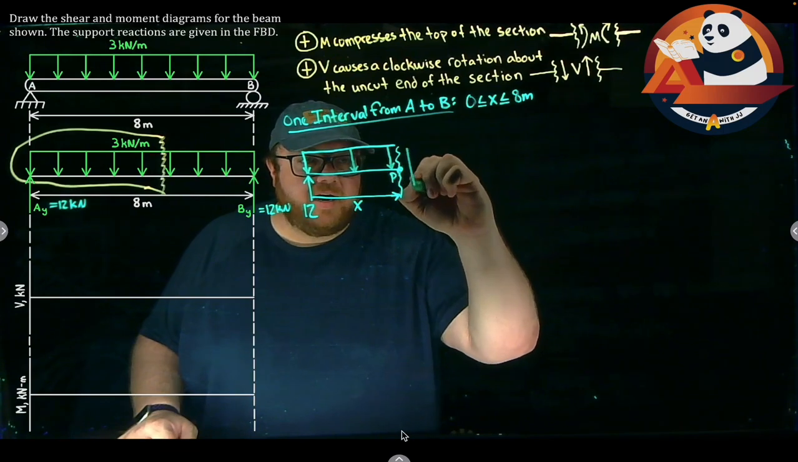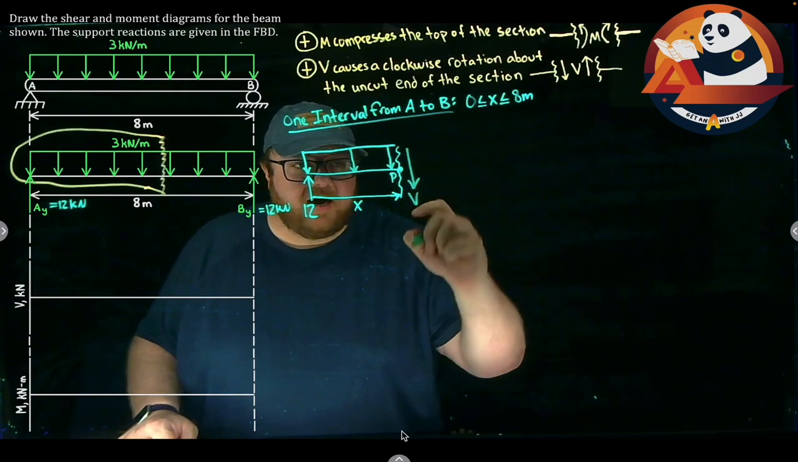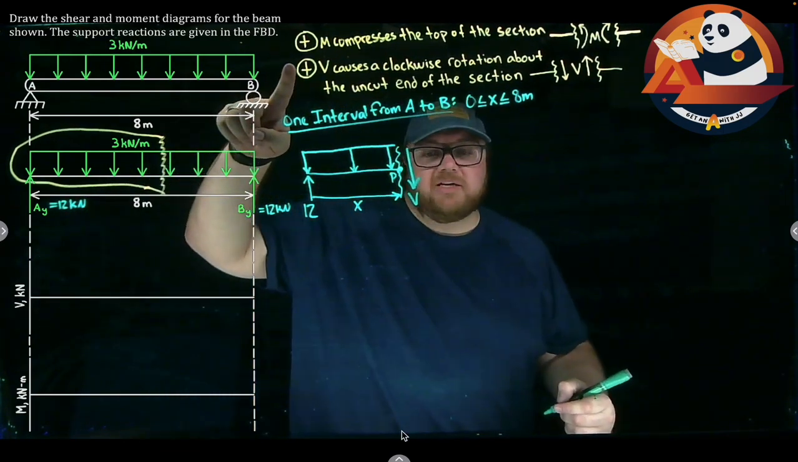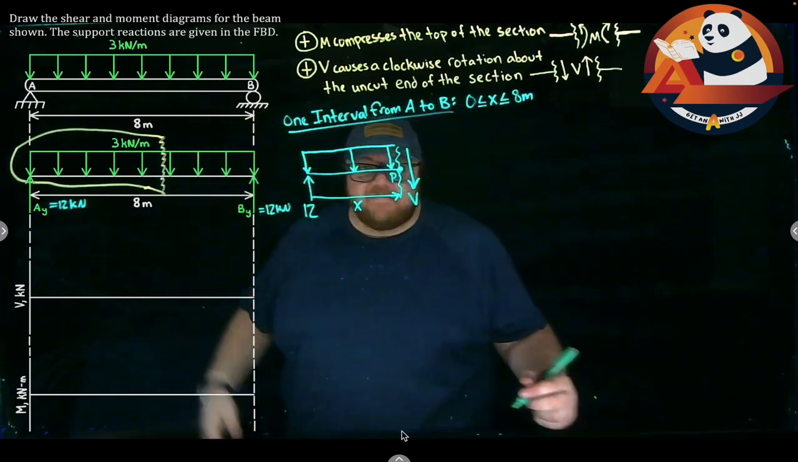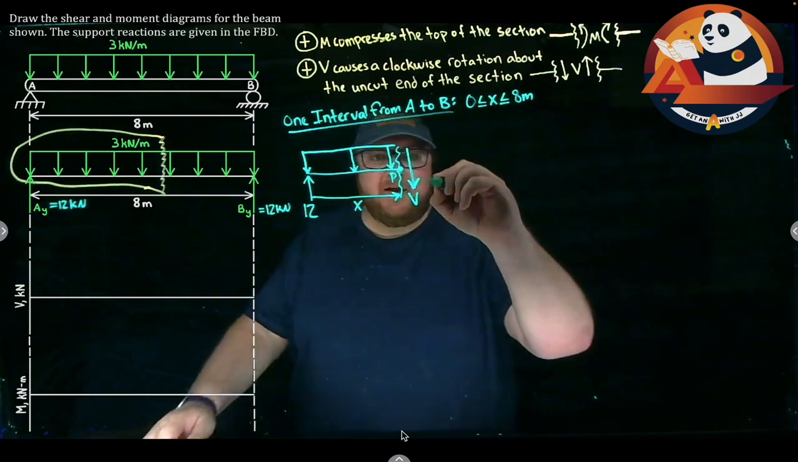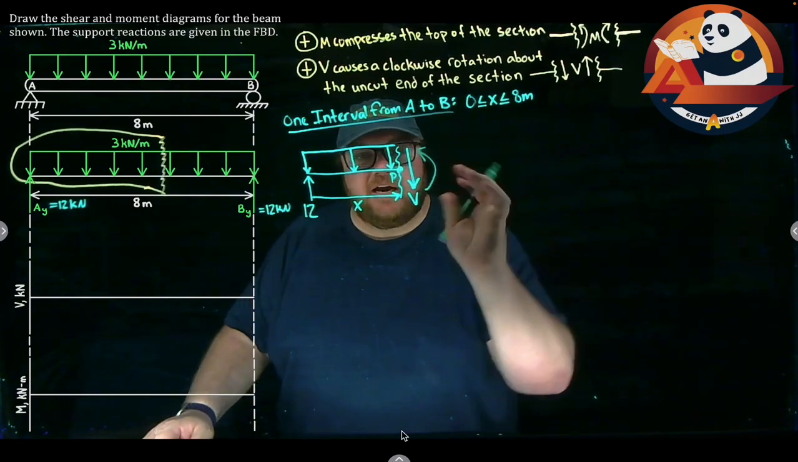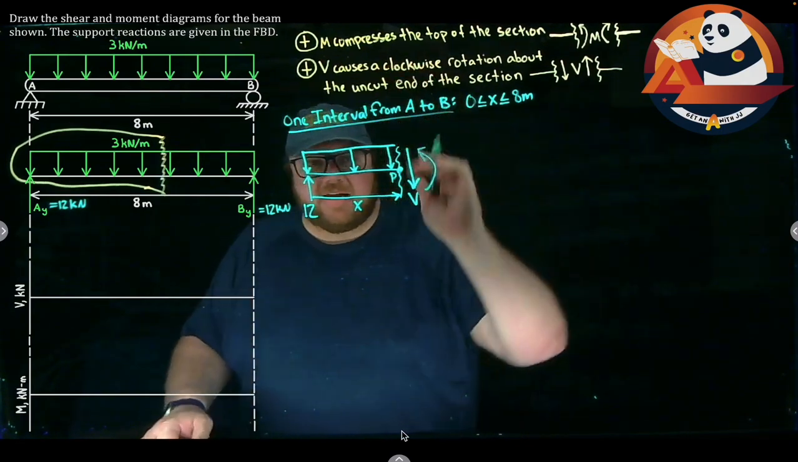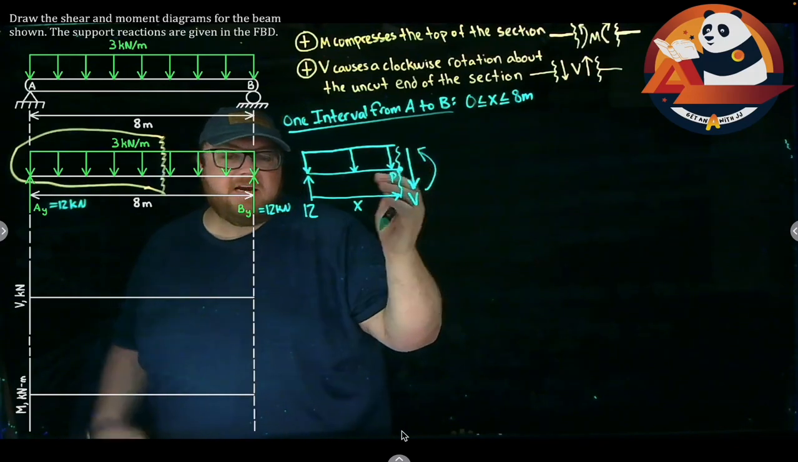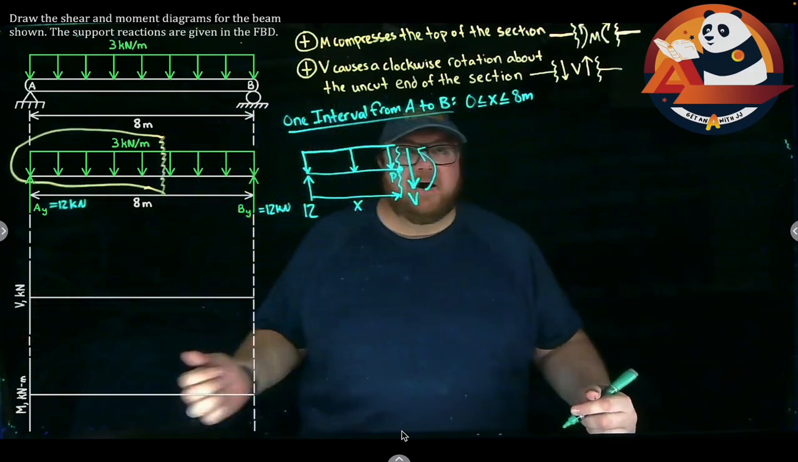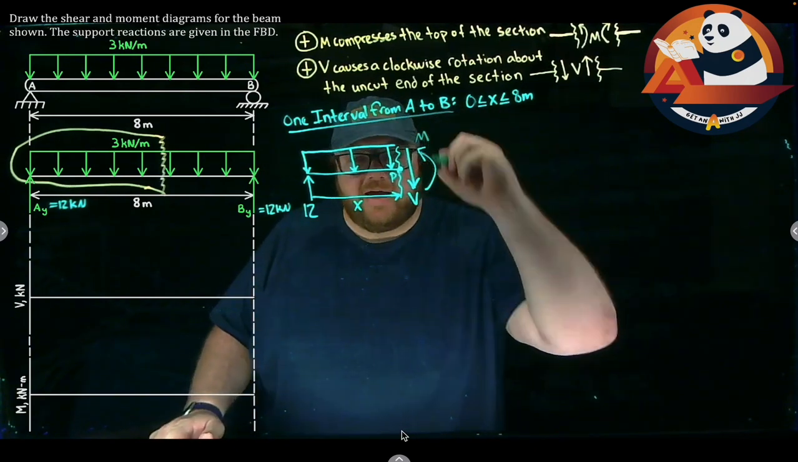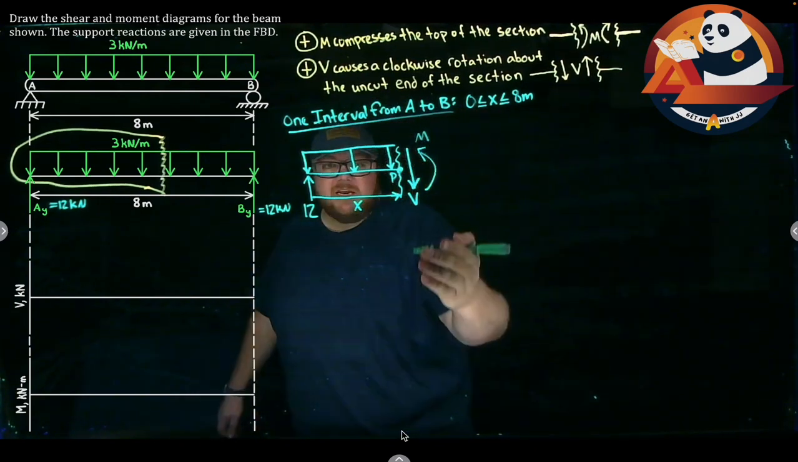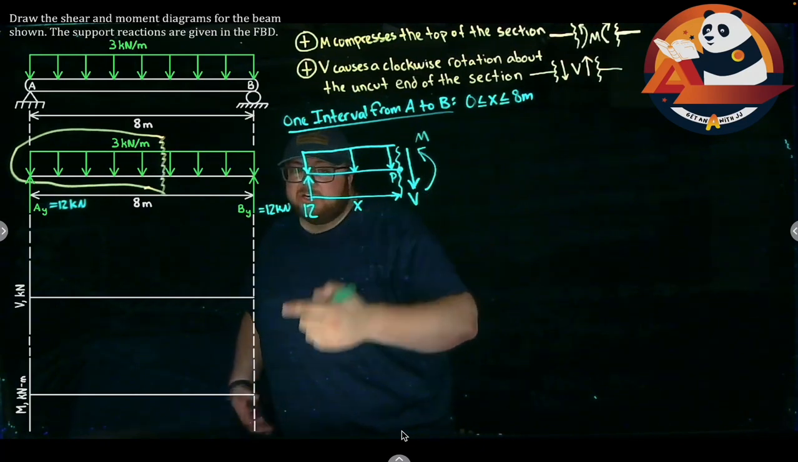At my cut point, I have my shear. It should be positive going down, so that causes a clockwise rotation about the uncut end of the section. That's just our general sign convention for shear. And my moment should be trying to compress the top, lifting that cut edge up to cause compression on the top of the beam and tension on the bottom, matching our sign convention here as well. That would be M. And I just want to get equations for V and M in terms of X.